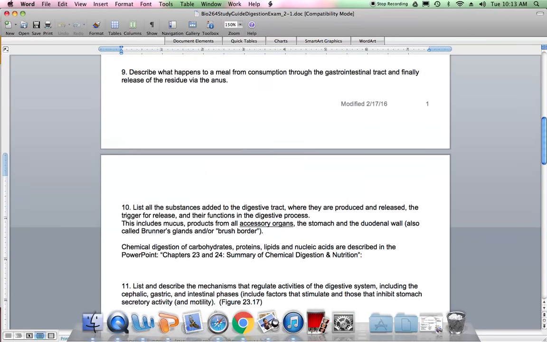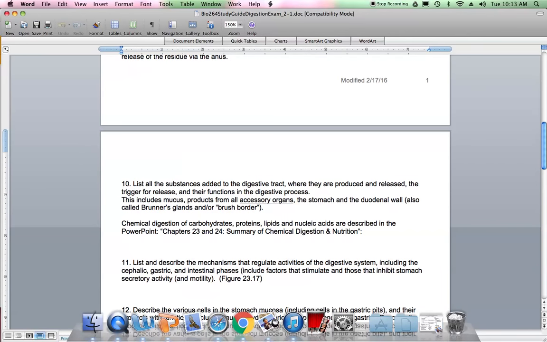Number 10, list all the substances added to the digestive tract, where they're produced and released, the trigger for release, and their functions in the digestive process. That's pretty broad also. But here's somewhat of an answer or hints: it includes the mucus from the mucus cells that protect the lining from abrasion or damage, and all of the products from the accessory organs that were described up in, I think it was Objective 2.